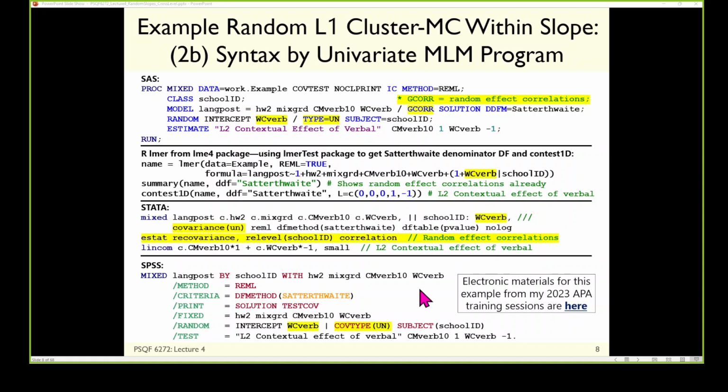Is it cove or covtype or covariance? Unstructured, though, for this is the idea of letting all your random effects have whatever variance they want and letting them have whatever correlations they want as well.